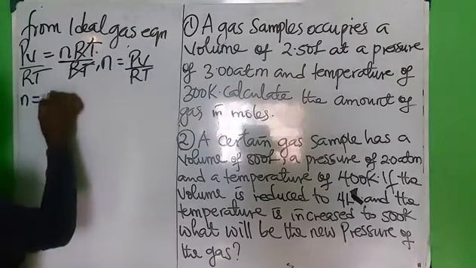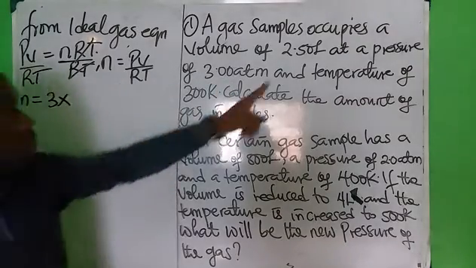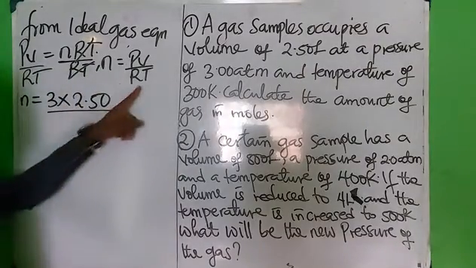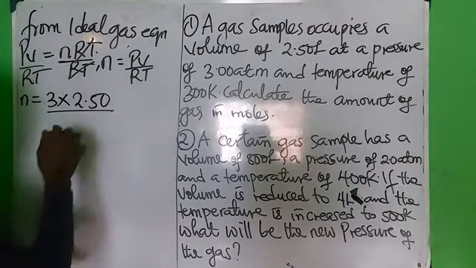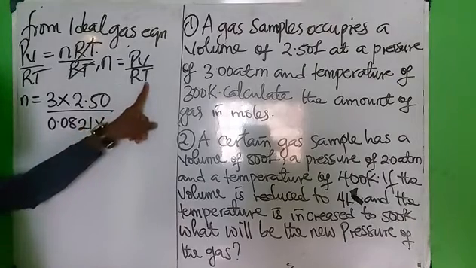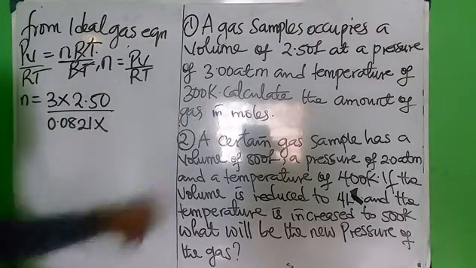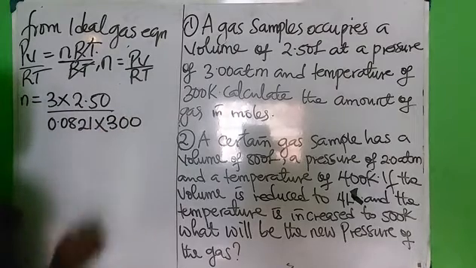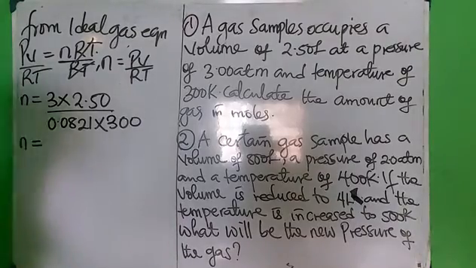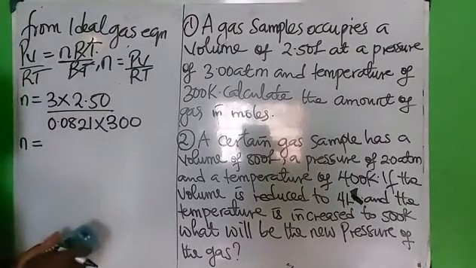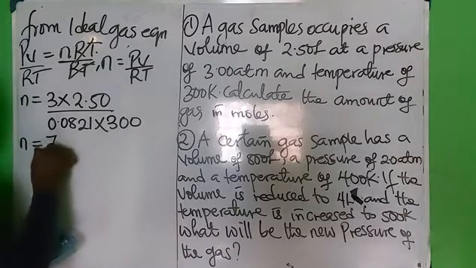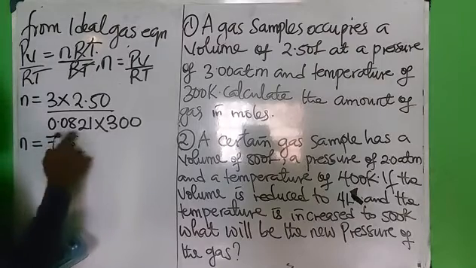So n becomes: the pressure given is 3, so 3 times the volume given, 2.50, over R, which is a constant that stands for 0.0821, times the temperature given, 300 Kelvin. So the number of moles equals 3 times 2.50, which equals 7.5, divided by this times this.